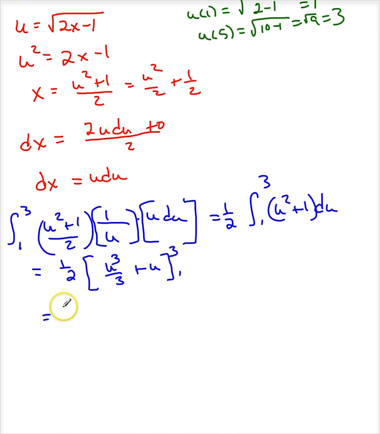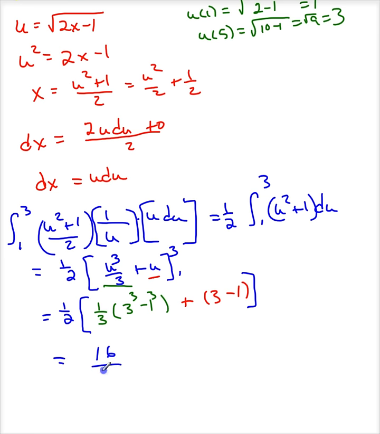So this is 1/2 times. Now I'm going to do this first one in green. U cubed over 3 evaluated at 1 and 3. I'm going to factor the 1/3 out. So this is 3 cubed minus 1 cubed. So that's my first term. And now I'm going to do my next one in red. This one is plus 3 minus 1. Let me close up my brackets. When I simplify this, I get 16/3.